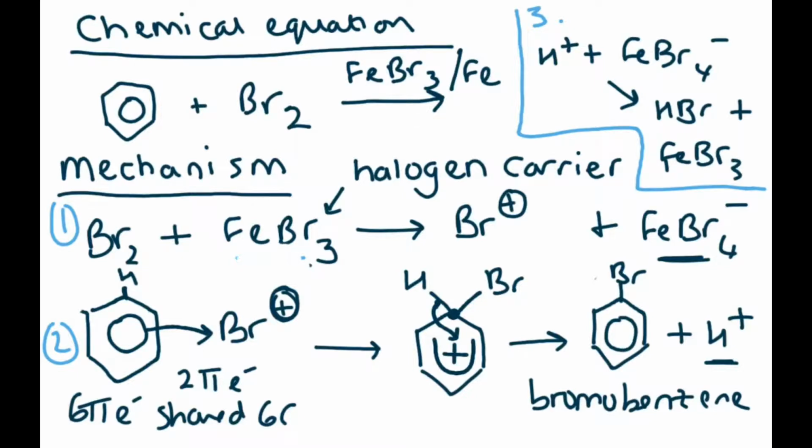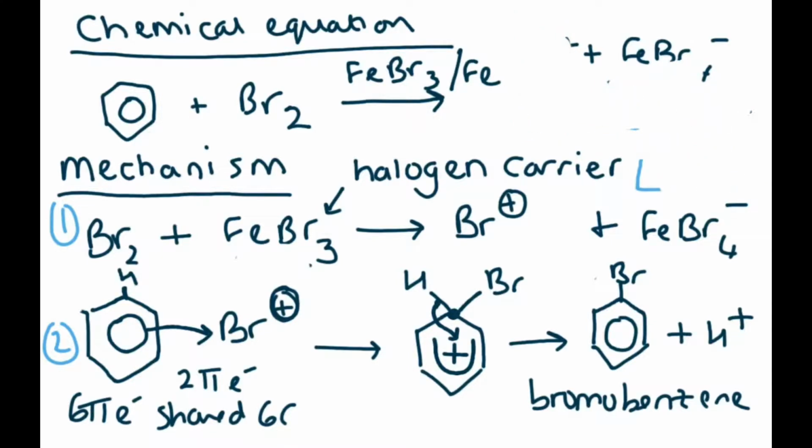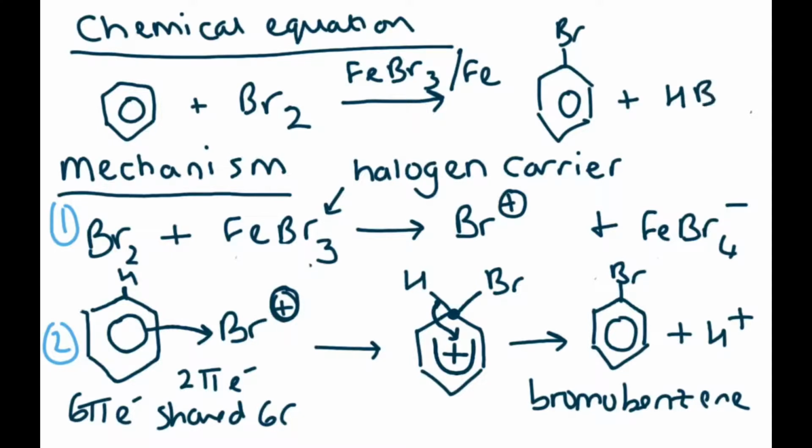Okay, so that's step 3. And that's the mechanism for the halogenation, for the bromination of benzene. Let's go back to the overall equation because we need to finish it. So we have benzene. Benzene does react with bromine, but it needs a catalyst, and it will give you the product of bromobenzene. And then the other item was HBr.